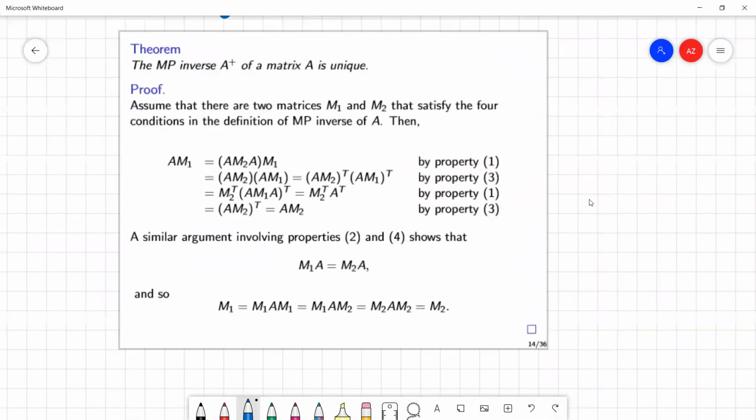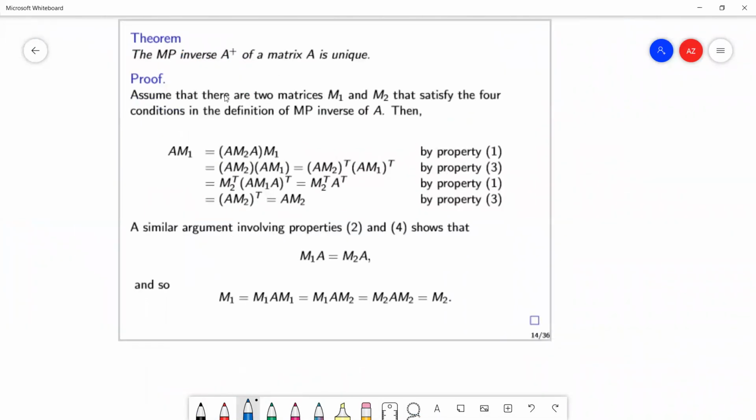So you see, we start with assuming that there are two Moore-Penrose inverses, M1 and M2, and we would like to conclude that they coincide. So in the last line, we do some calculations and get that M1 is equal to M2. And the proof consists of proving two things.